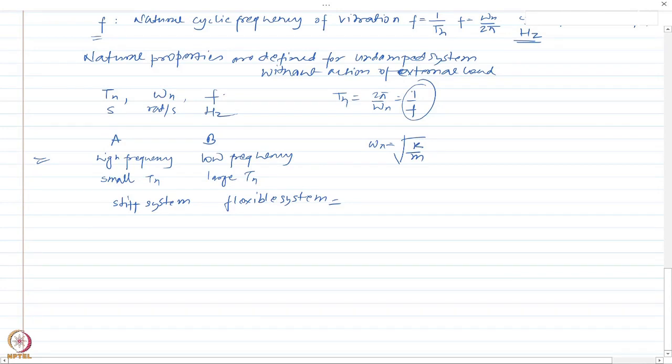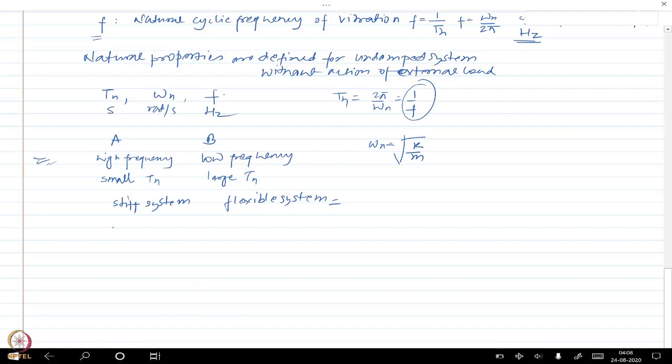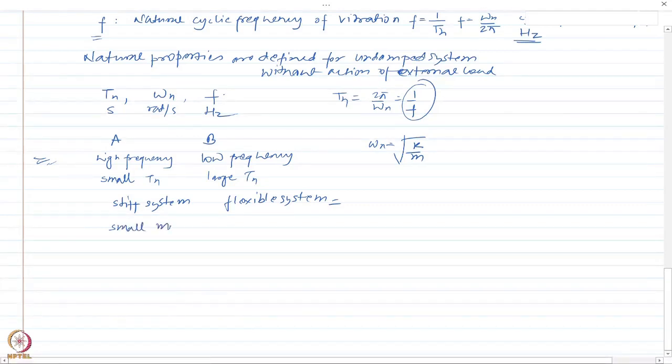Okay, another possibility for the given scenario would be, instead of a stiff system versus a flexible system, for the same stiffness, this could also be possible if the mass is small here. So let us write down a small mass, and then here it is a large mass. So these are a few of the possibilities that might result in a system A with a high frequency compared to a system B with low frequency. So you have to keep this in mind.